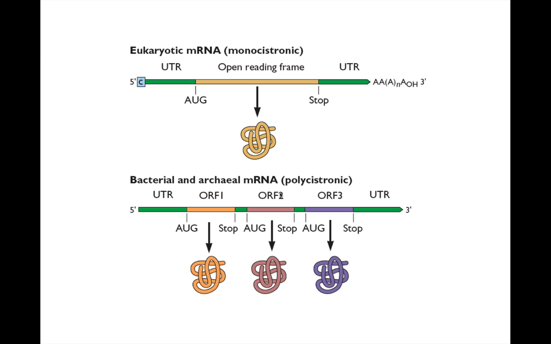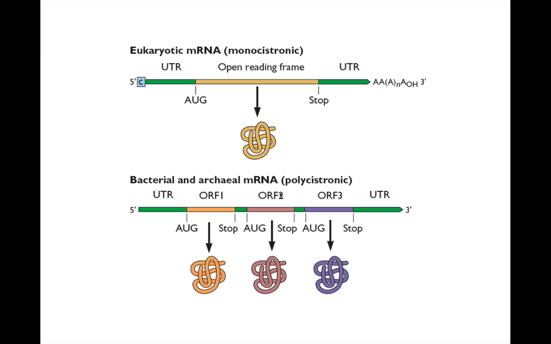So this brings us to a thorny issue in translation of eukaryotic viruses. This is illustrated on this slide. On the top is a typical eukaryotic mRNA that we've been talking about, with a cap and 5' and 3' untranslated regions, a poly-A tail, and a single open reading frame. This is the way most eukaryotic messages are constructed. They are monocistronic. They can only encode one protein.